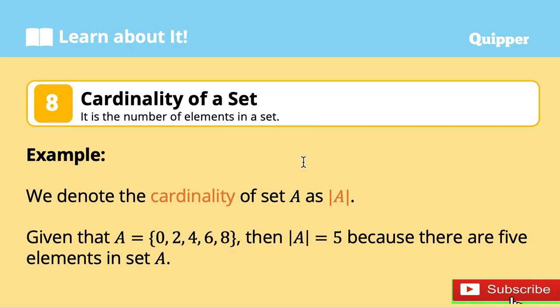Cardinality of a set. It is the number of elements in a set. We denote the cardinality of set A as the absolute value of A. Again, the cardinality will just count the number of elements in a set. For example, given that set A is equal to {0, 2, 4, 6, 8}, then the cardinality of set A is equal to 5 because we will just count the number of elements here: 1, 2, 3, 4, 5. There are 5 elements. Therefore, the cardinality of set A is equal to 5.